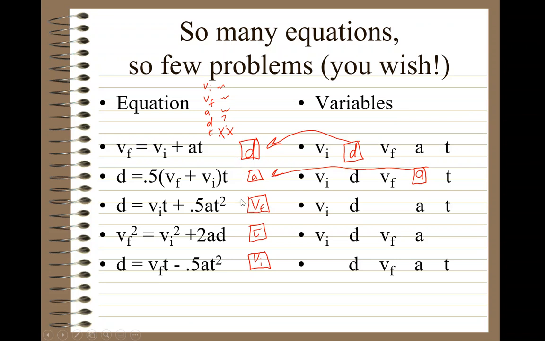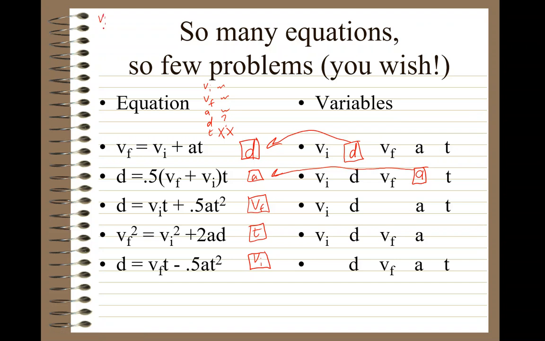So here's my list again of the equations. And I say, hey, which of these equations does not deal with time? Well, there's time right there. Time is in that one. I would use the 4th equation: VF squared is equal to VI squared plus 2AD. Okay? What if I were given a different list?